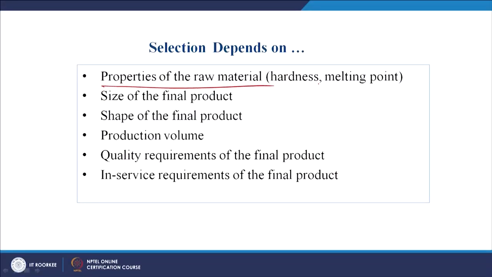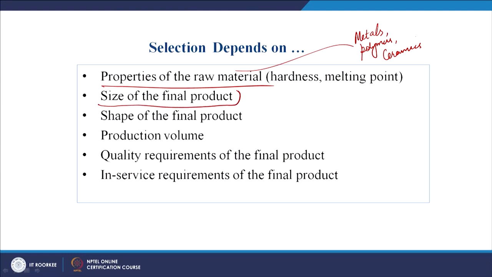So these guidelines are handy tools for us to decide which process we must use for which particular application. Now the selection depends upon the properties of the raw material. If you see in the previous slide, different types of raw materials are there. We can have metals. We have taken an example of polymers. We have taken an example of ceramics. So different types of materials will ask for different types of manufacturing processes. For ceramics, there will be different processes. For metals, there will be different processes. For polymers, there will be different processes.